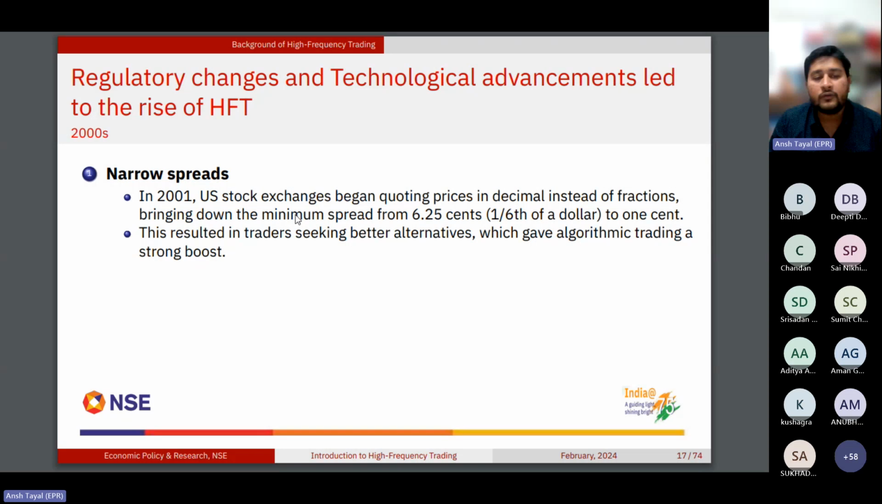So now to make the same amount of profit, you will need to do multiple trades. That was an incentive for people to trade more frequently. So that was one of the catalysts.